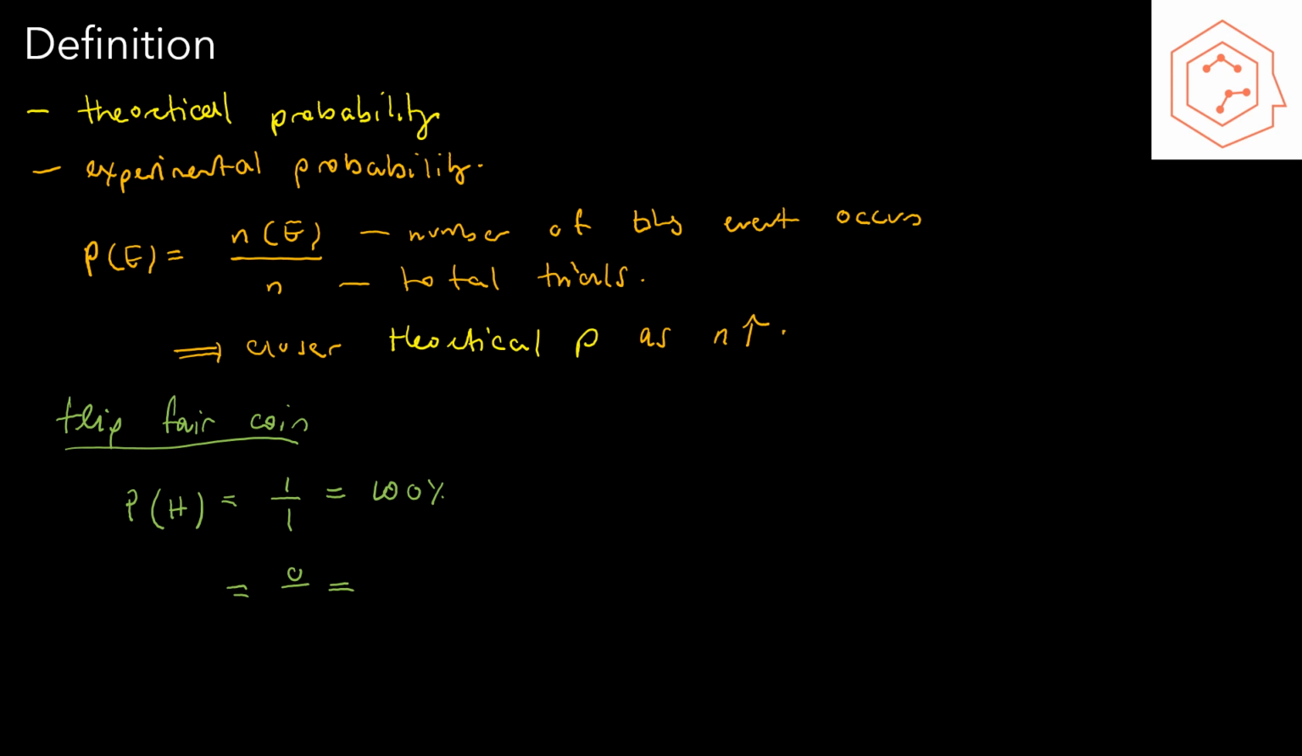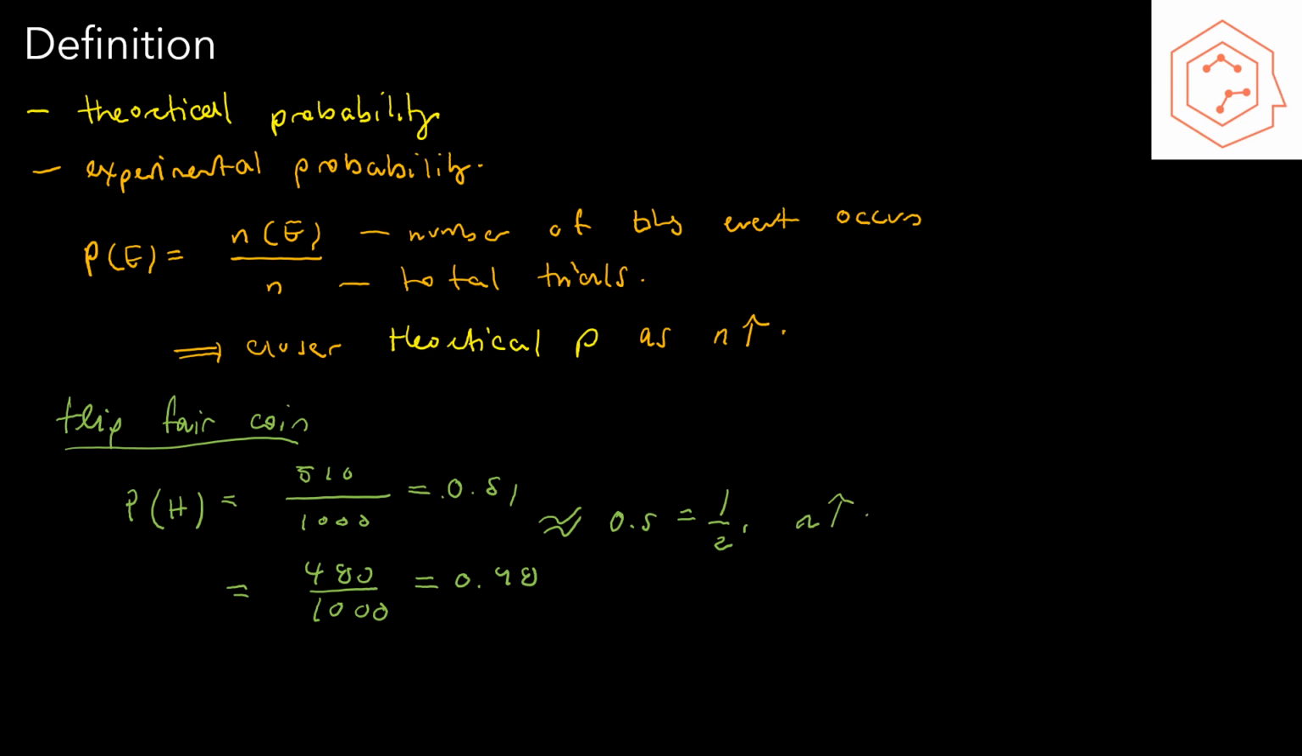But if we increase our number of trials, so maybe I flip the coin 1,000 times, then in that case, maybe you'll land heads 510 times. Or maybe you'll land heads 480 times. In that case, your probabilities are going to be 0.51 or 0.48, which are both very close, or approximately equal to 0.5 or 1/2. So your experimental probability gets closer to the theoretical probability as n continuously gets bigger.